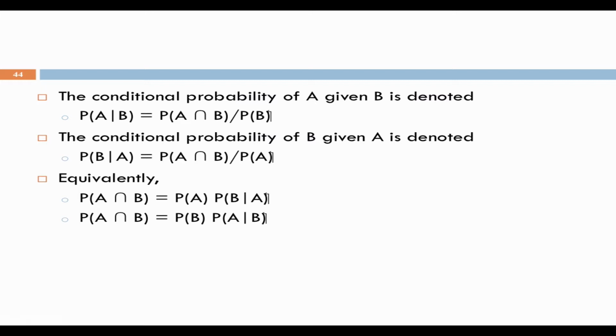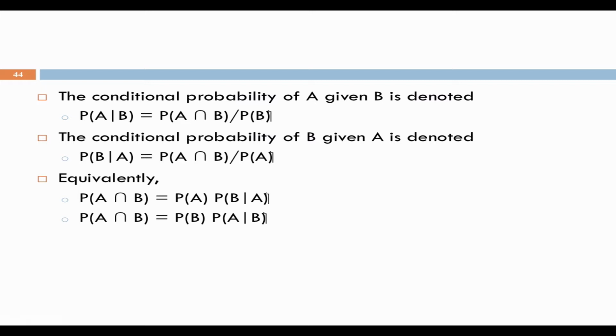So it's the intersection right here over the whole space of B happening. A conditional probability equals the probability of an intersection over the probability of the condition. That is the rule of conditional probability.